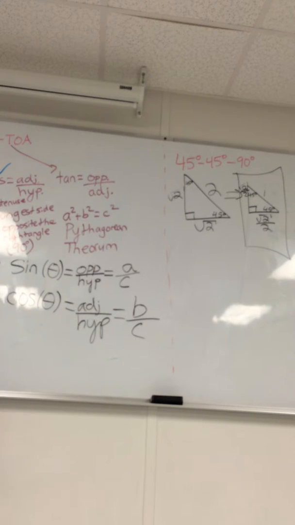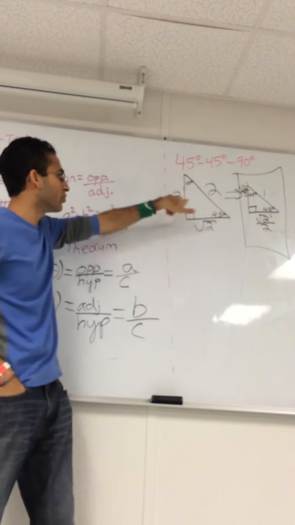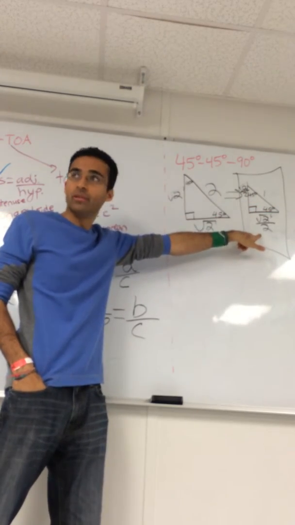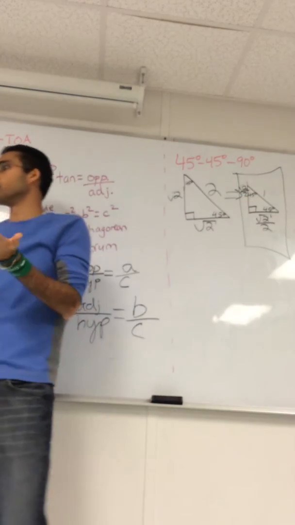Teaching it this way, we did not do this last year. This is a much easier way to teach it. So all I did is I said, let me just divide every side by 2. So this becomes root 2 over 2. This becomes root 2 over 2. And this becomes 1. 2 divided by 2 is 1.